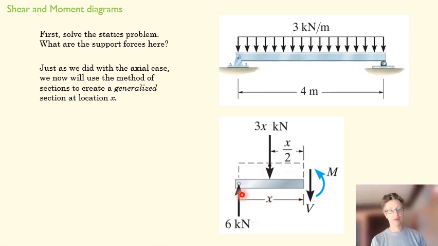So we're starting on the left side. I use my sign convention for shear and moment here. The moment is bending upward. The shear turns my section in a clockwise direction. So I've got a support force, and then I have a downward loading that depends upon where my section is, in other words, where X is.